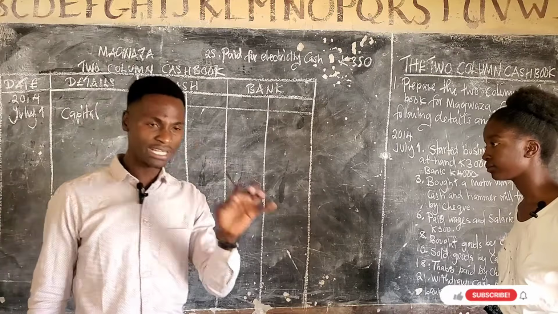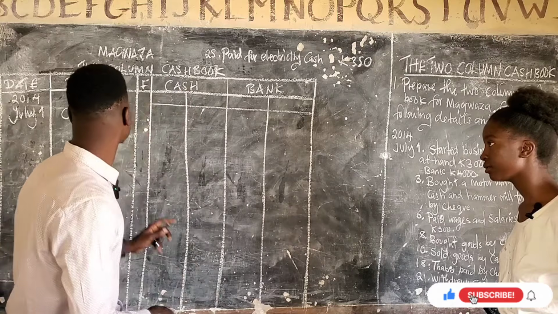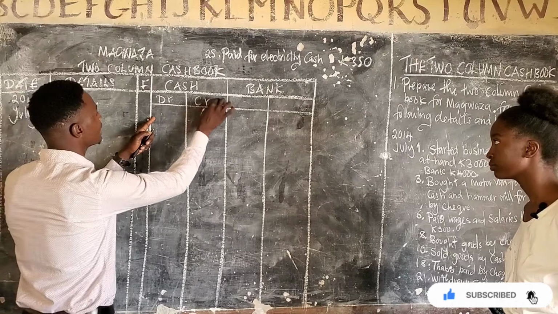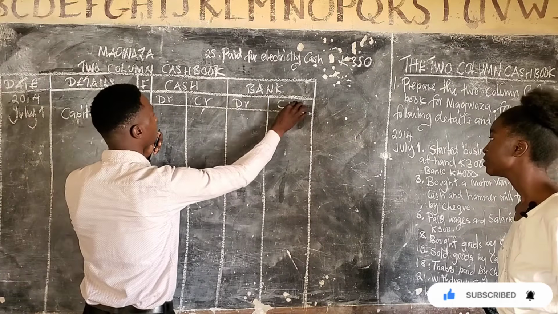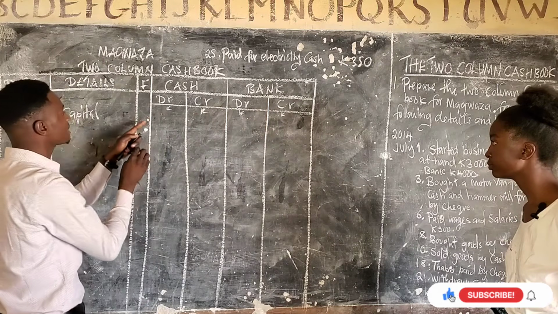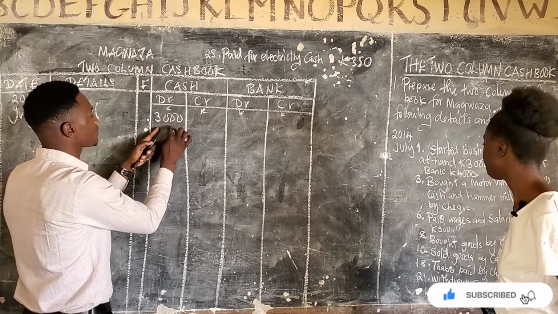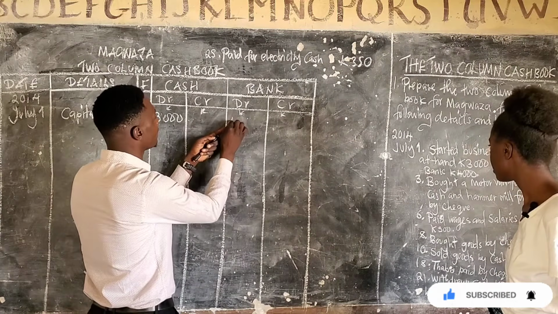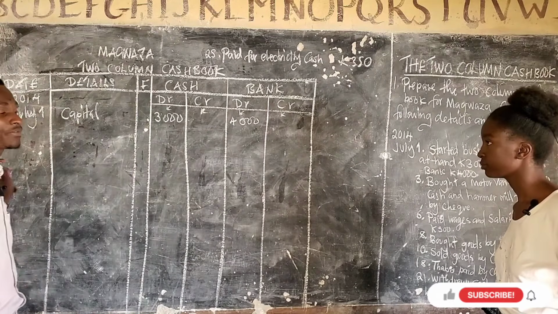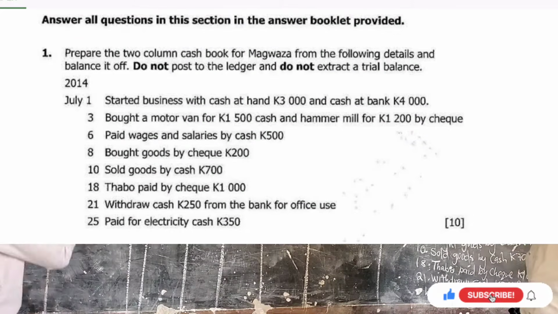Now, do we credit or debit capital? We debit, right? Yes. So in the cash account, this is debit, of course. This is debit, this is credit. We're using kwacha, this is the currency. So how much is cash at hand? 3,000 debit. At bank? 4,000, in the same row. So we are done with the first transaction.